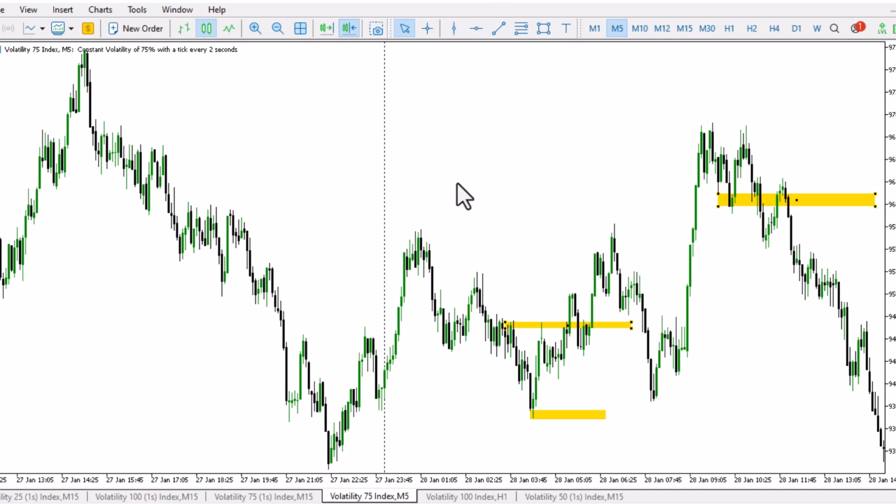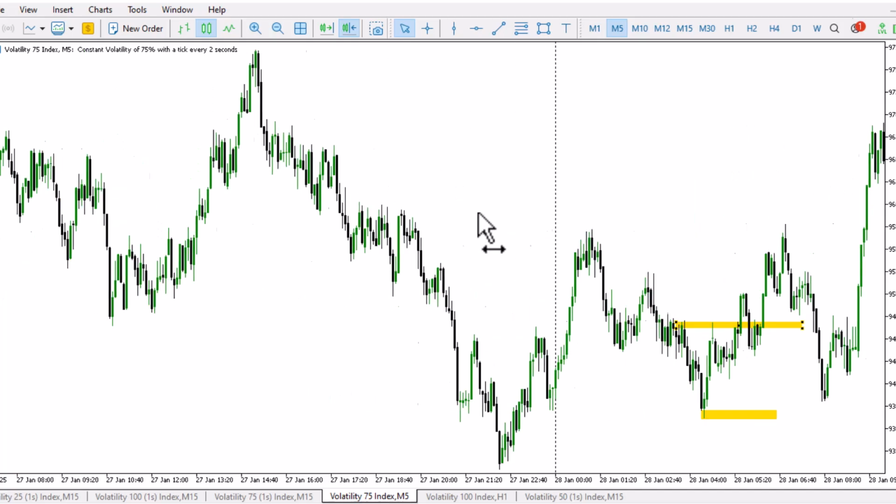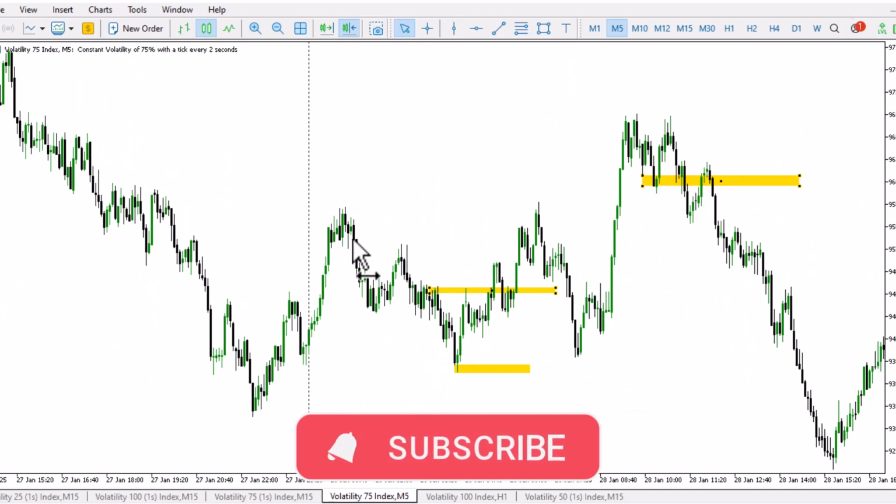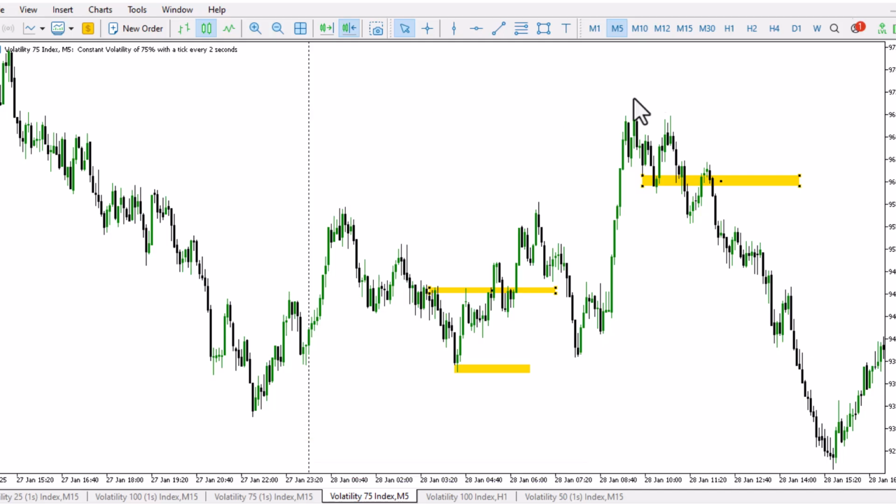I want to show you this strategy, a very simple strategy on volatility 75 and how you can make money using this strategy. So this strategy is going to be implemented on the M5 time frame, as you can see from this screen. If you look down, you see that this is volatility 75 index, and the broker that offers this index is none other than Deriv.